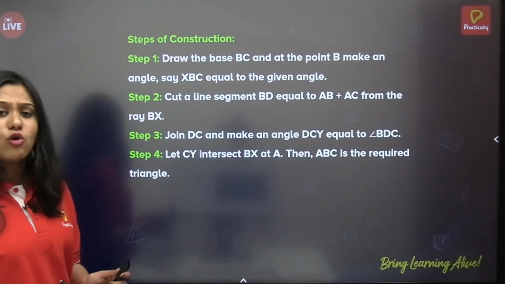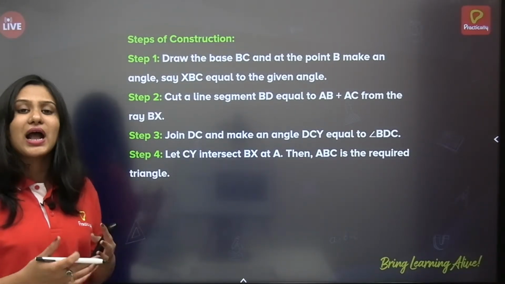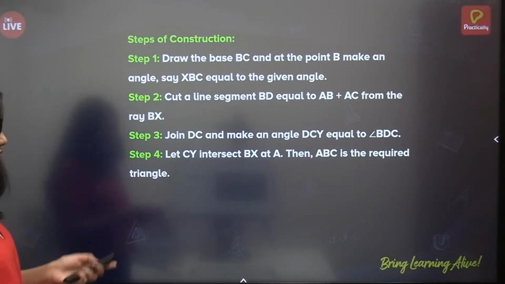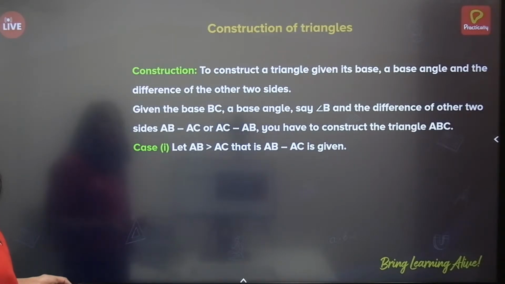But do we also know the justification of it? We have to justify, right? Why are we doing it in this way? So, let us see.